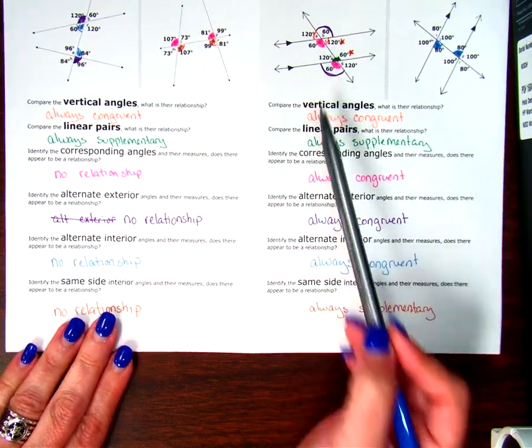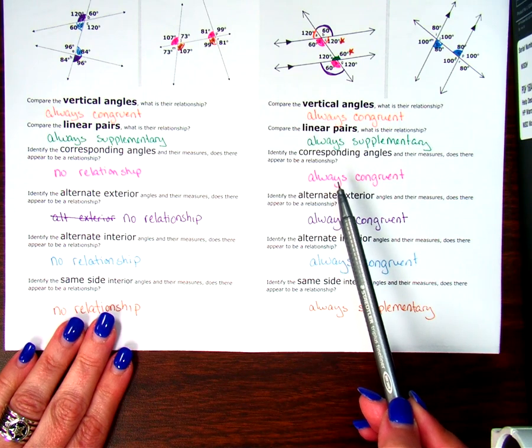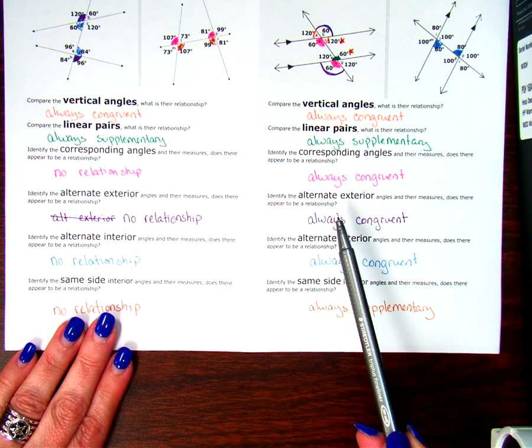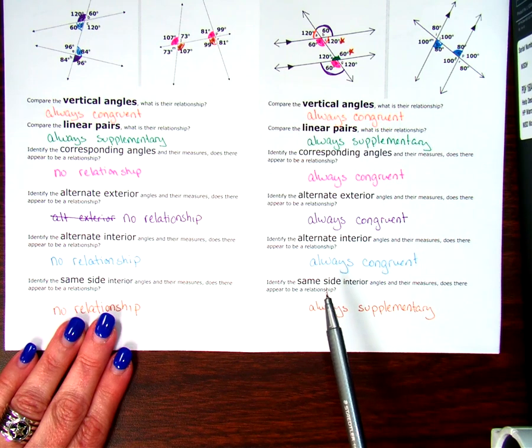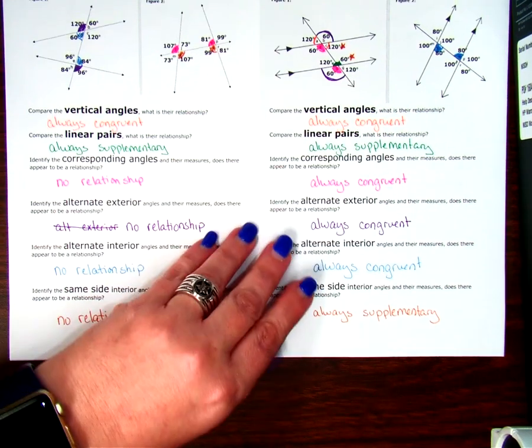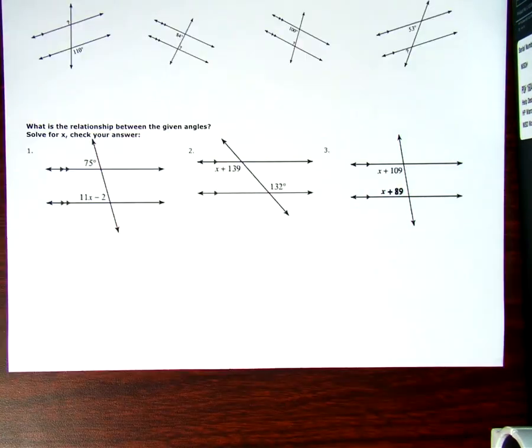But when my lines are parallel, I know that my corresponding angles, my alternate exterior angles, my alternate interior angles are always congruent. And then my same side, sometimes called consecutive interior angles, are always supplementary. Okay, so let's look at some examples.